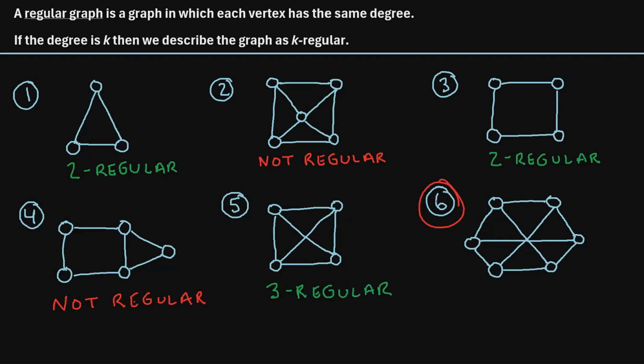And then let's consider this last example here. Let's determine if this graph is regular. So if you find the degree of each of the 6 vertices in this graph, you find that each of them has a degree of 3. So because all of the vertices have the same degree, we would say that this one is also 3 regular. So those were just a few quick examples of how to determine if a graph is regular or not.